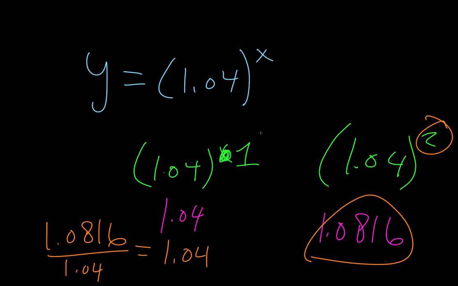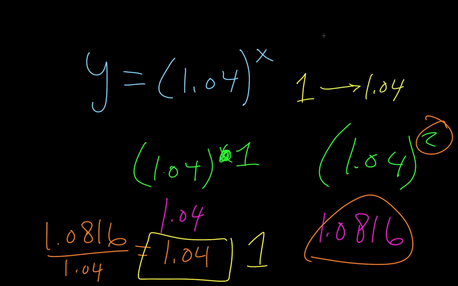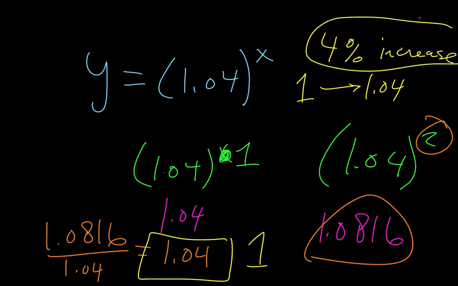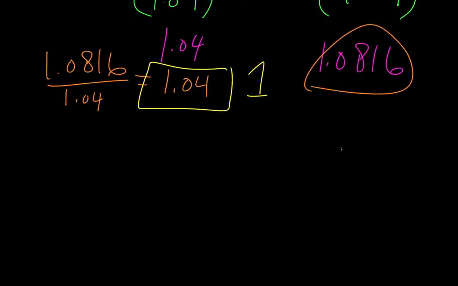Now we're going to take this answer and compare it to 100%, or compare it to 1, and we want to know by how much it changed. So since we went from 1 to 1.04, that is a 4% increase, because 1.04 is 4% higher than 1. Okay, let's move on to the next one.